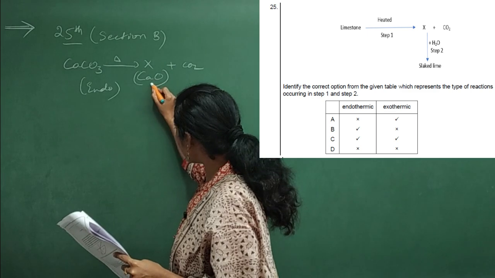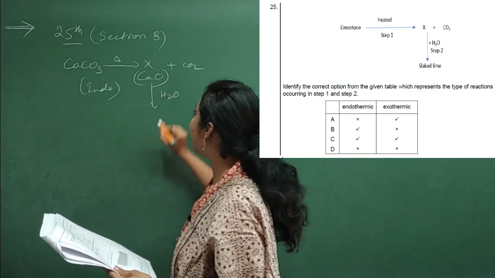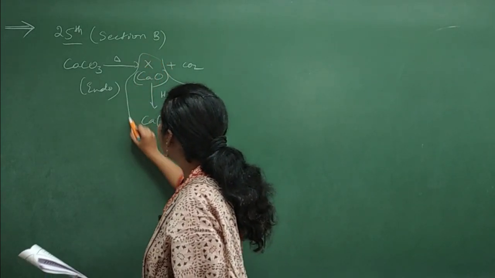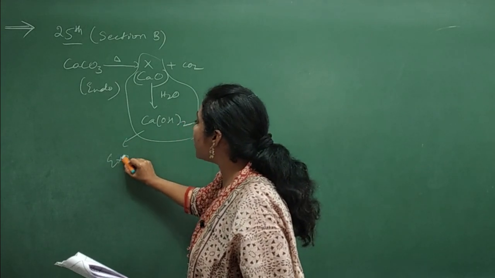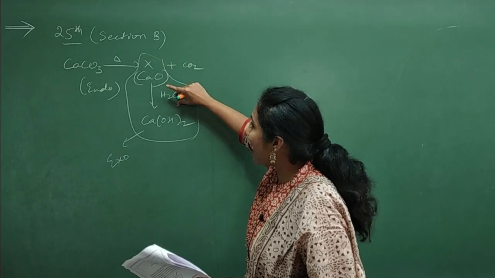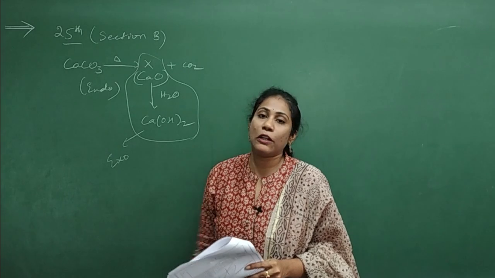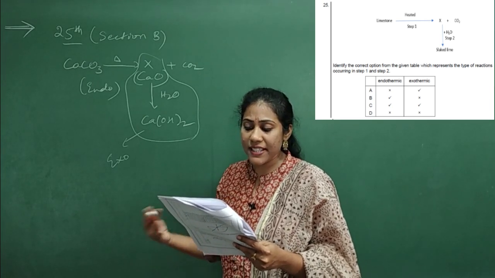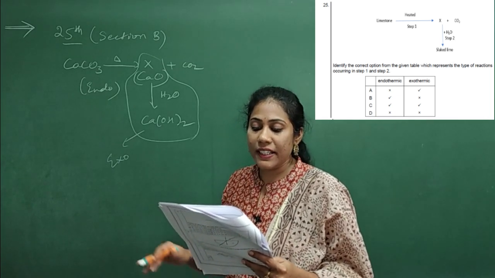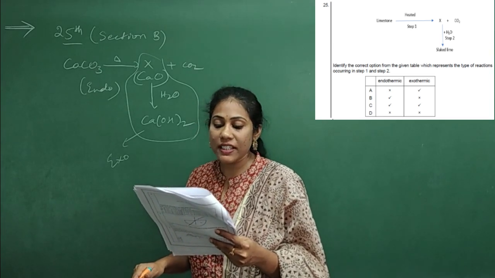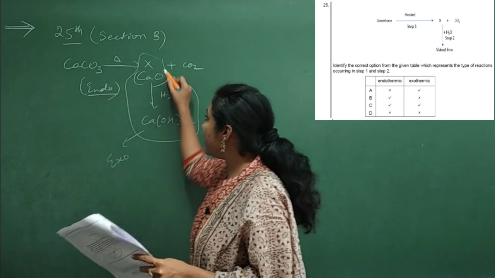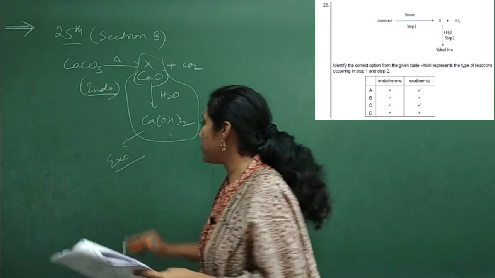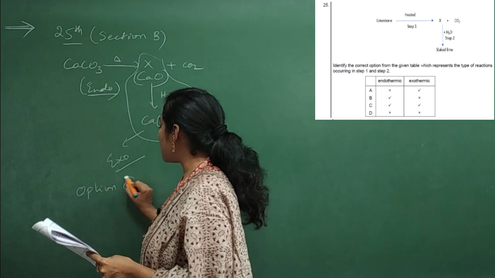Okay, and later this quicklime, when water is added, you will get slaked lime. So what is slaked lime? Calcium hydroxide. Okay, so this is a very important reaction. We studied this as an example for exothermic reaction. So this is actually used as white cement. When you add water, a large amount of heat gets liberated outside, right? So this is exothermic. Question is very simple, guys. You have to decide which is endothermic, which is exothermic. Okay, identify the correct option from the given table which represents the type of reactions occurring in step 1 and step 2. Step 1 is endothermic reaction and step 2 is exothermic reaction. So where it is mentioned endothermic, exothermic, both right, for option C. So selecting an option is important, guys. Option C is your answer.